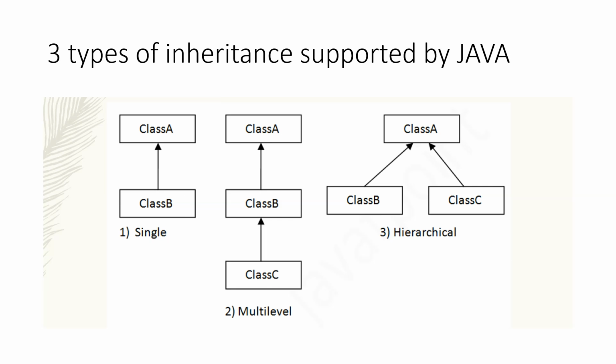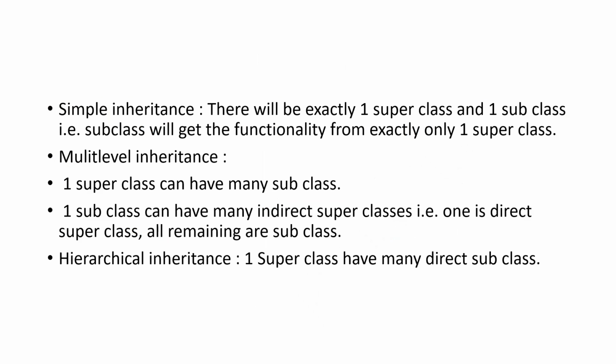On the left side, you have single inheritance, where class B inherits class A, so all the properties of class A can be used by class B. Multi-level is where class C inherits class B, which inherits class A, okay? Each is a subclass: B is a subclass of class A, C is a subclass of B. This inheritance is allowed. And then hierarchical is where 2 different classes extend the same class. This is also allowed.